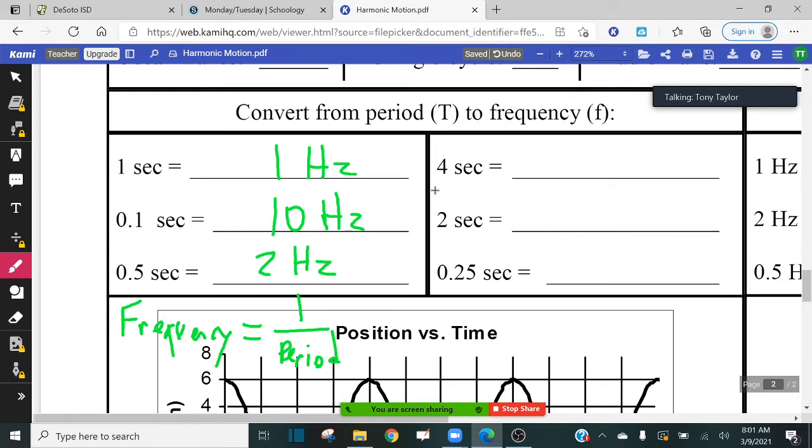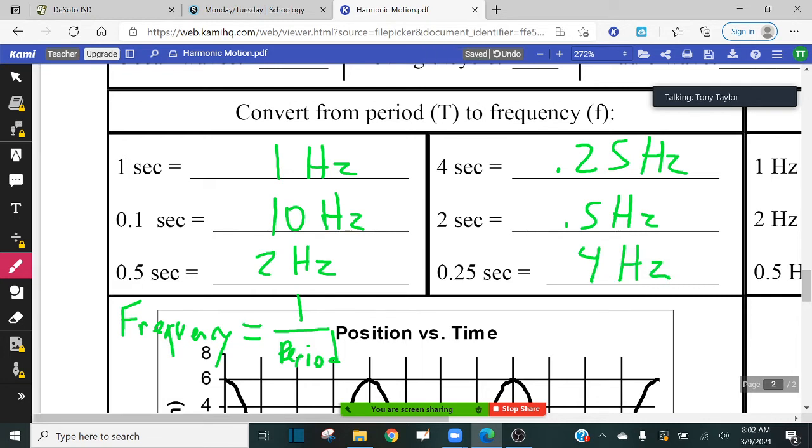Okay. So what about here? Here, our period is 4 seconds. So if our period is 4 seconds, that means our frequency will have to be 1 divided by 4. So in other words, it's 0.25 hertz. Okay. Here, our period is 2 seconds. So our frequency would have to be 1 divided by 2, meaning it's 0.5 hertz. Okay. What about here? What if I have a period of 0.25 seconds? What is the frequency there? So 1 divided by 0.25, you put it in your calculator, you will get 4 hertz.